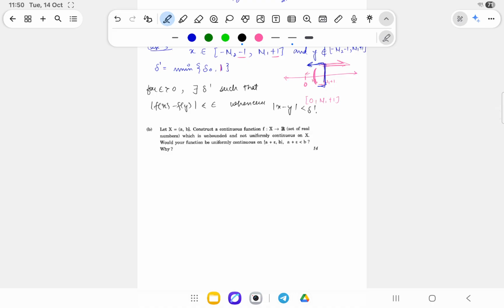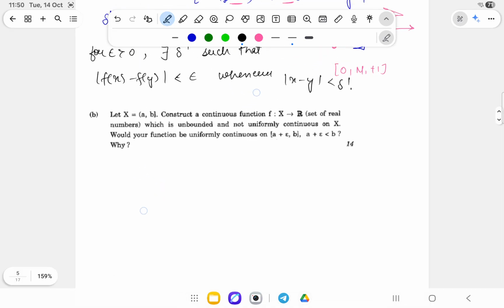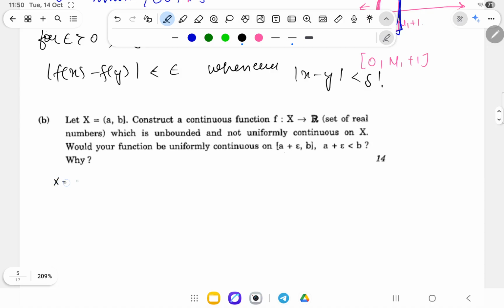So the next question says that they have given us a set X, and it is closed on one end and open on the other. So my X set is basically (a, b]. It's closed on the right hand side and open on the left hand side. So they ask us to construct a continuous function f from X to R, the set of real numbers, which is unbounded and is not uniformly continuous on X.